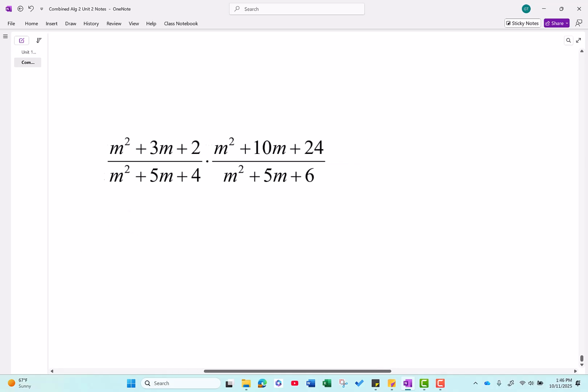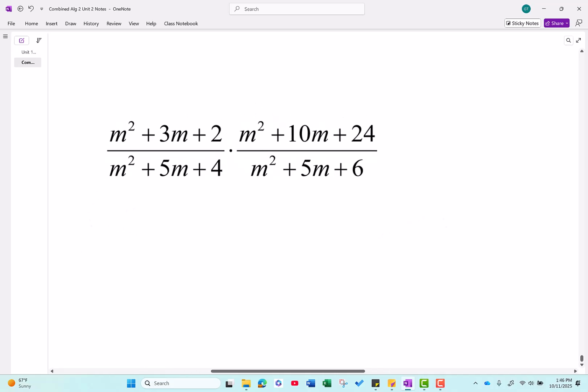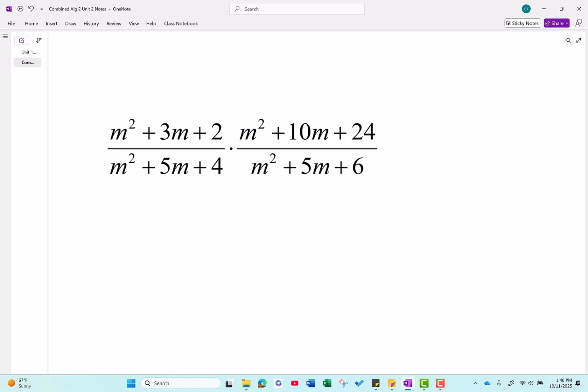All right, last one. Take a minute, pause, and really try doing this one individually. It's good factoring practice, and then cancel it out and check your answer at the end.